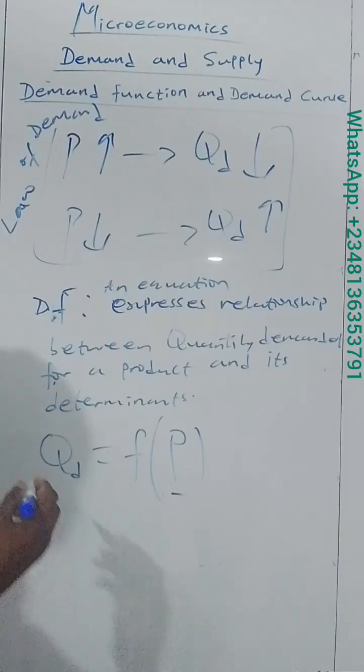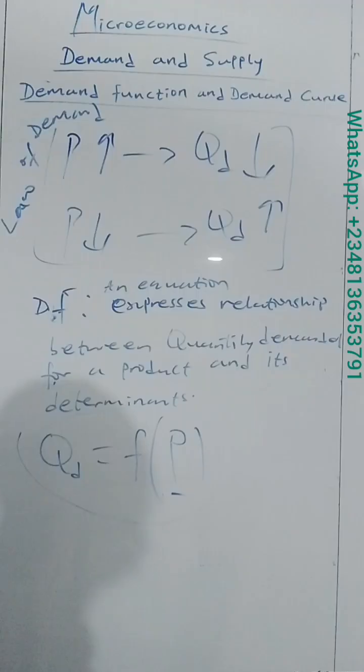But this function is in implicit form. It's an implicit form because it does not tell us the form of the relationship, whether it is a linear form or a non-linear form. Most of the time we use a linear form to represent this demand function, although at times we may also use a non-linear form. But for convenience's sake, we use a linear function.